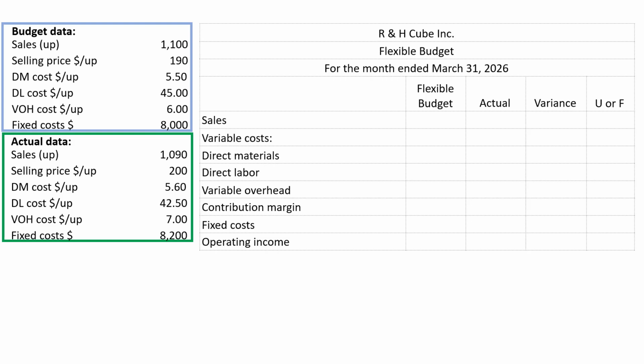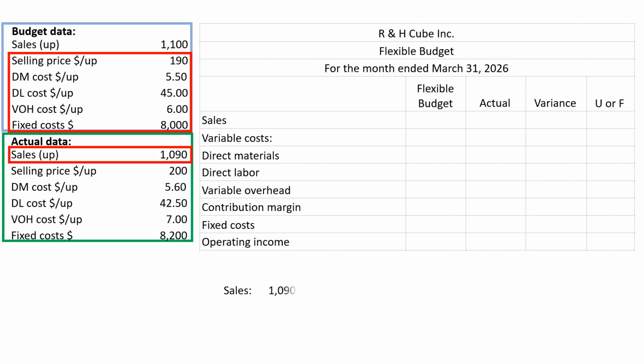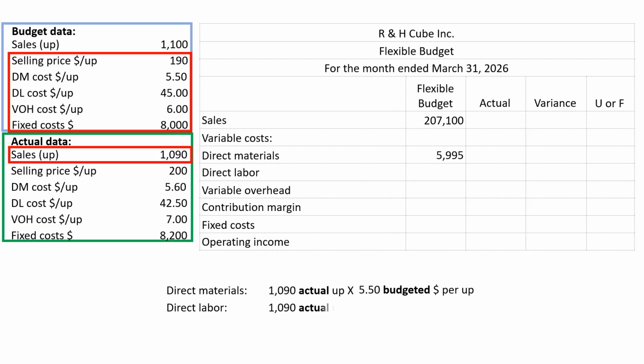So our flexible budget calculations will always use the actual number of units sold along with the rest of our budget data. Our flexible budget sales amount is 1,090 actual units sold times budgeted selling price per unit, $190, for a total of $207,100. Our flexible budget direct materials value is actual number of units sold, 1,090, times budgeted cost per unit, $5.50, for a total of $5,995. Our flexible budget direct labor and variable overhead values follow the same pattern. Use actual number of units sold along with the budgeted cost per unit of product.